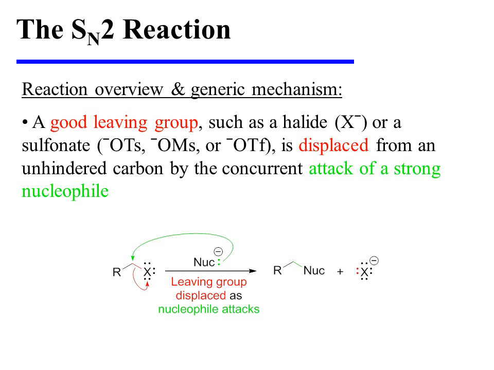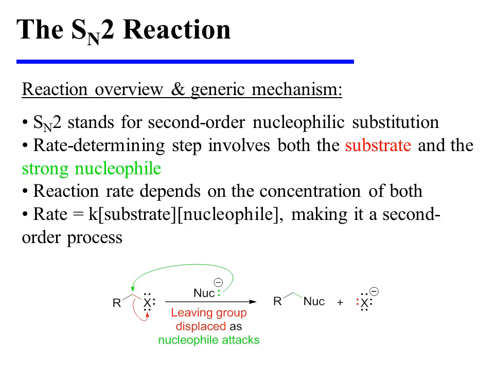During an SN2 reaction, a good leaving group is displaced from an unhindered carbon by the attack of a strong nucleophile. Good leaving groups include halides and sulfonates, such as a tosylate, a mesylate, or a triflate. SN2 stands for second-order nucleophilic substitution.